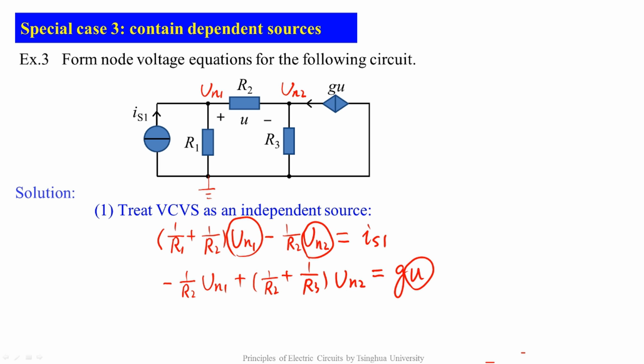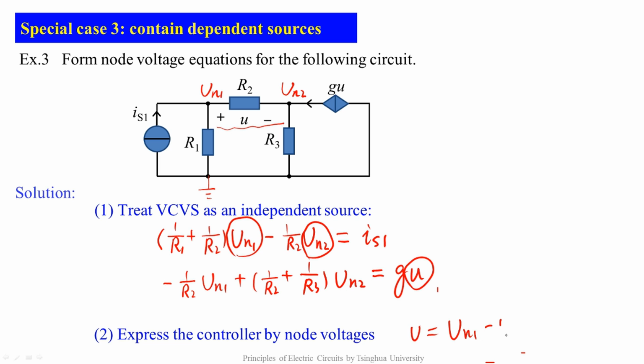So the new equation we are looking for, in fact, is the variable U expressed by the node voltages. In the circuit, the controlling variable U is here. Express it in terms of the node voltages. It should be U equals UN1 minus UN2. Okay, three equations with three unknowns. We can solve the circuit. Please think it over. If it is not a dependent current source here, but a dependent voltage source, how shall we deal with it?